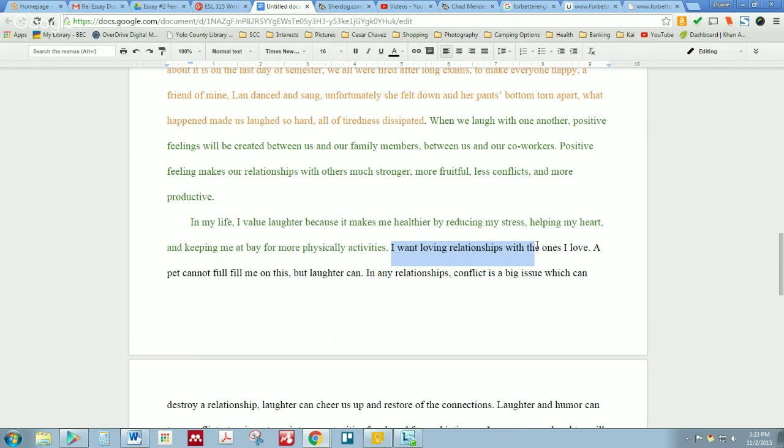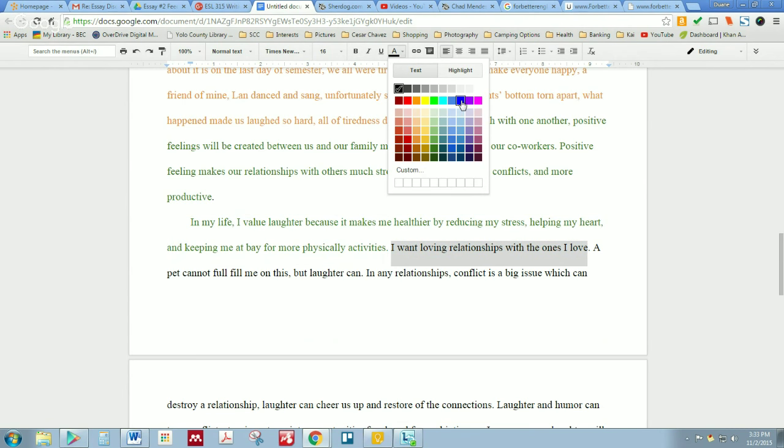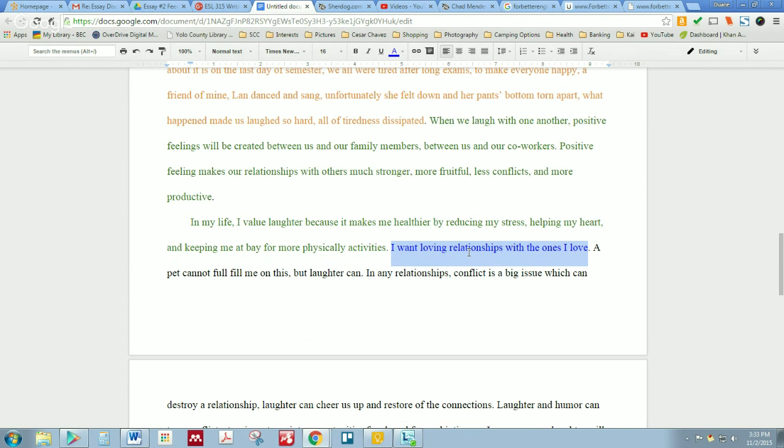And this is a little bit repetitious, but it's kind of development at the same time. It's not just repetition. So this is okay. "I want loving relationships with the ones I love." And you could just say, I want loving relationships, period. But this is okay. I like this. "A pet cannot fulfill me on this, but laughter can."